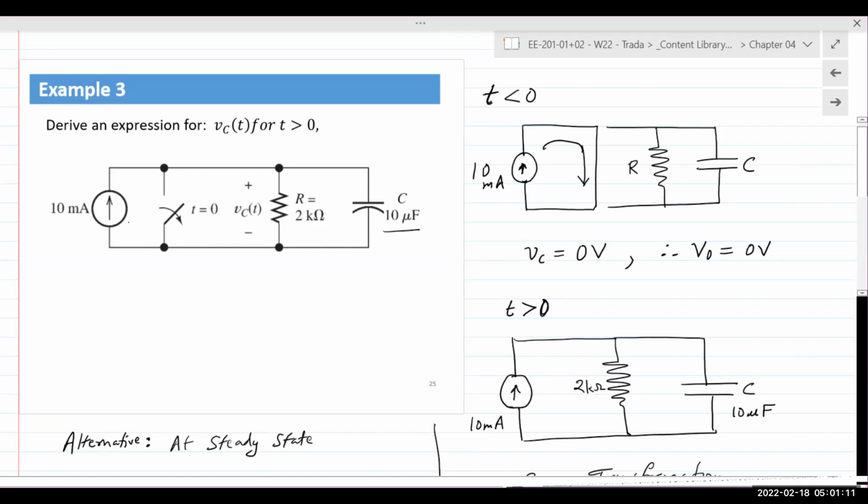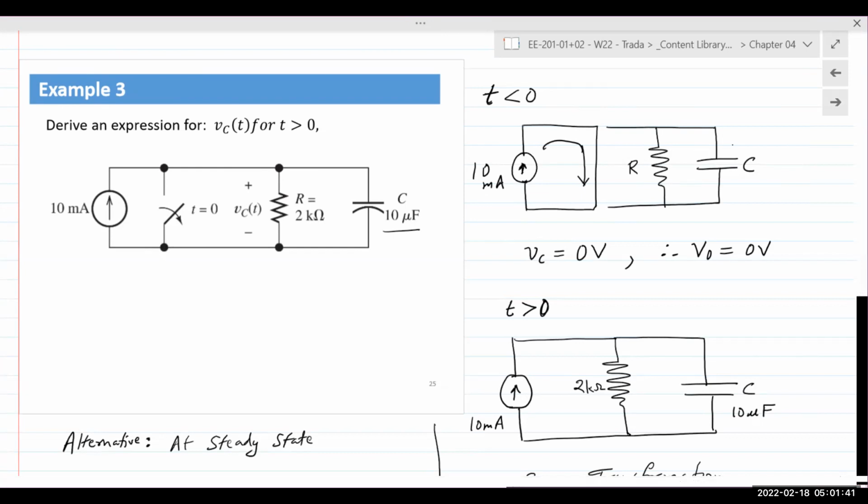For t less than 0, let's assume that the switch was closed. If the switch was closed, the circuit looks like this, meaning the current source is short-circuited and all of the current is flowing through there. Now, in real life, of course, we are never going to short out a source. This is just to show that nothing from the current source is going to that capacitor or the resistor for that matter.